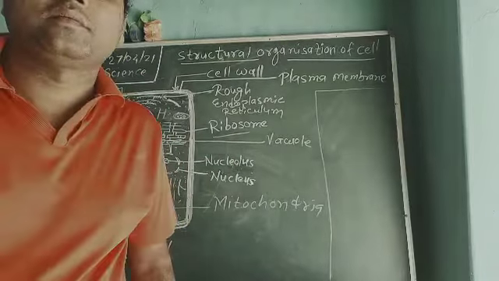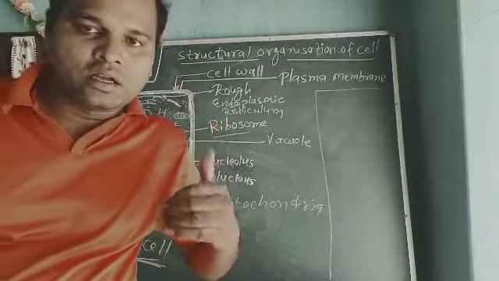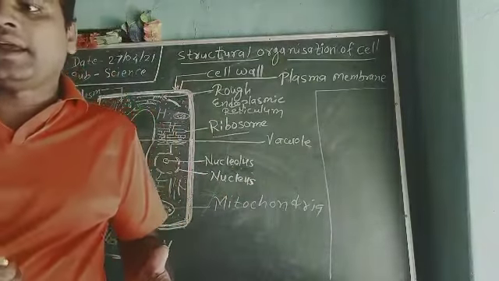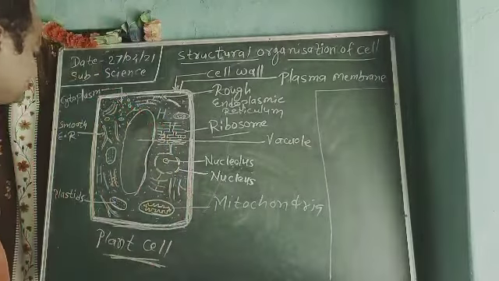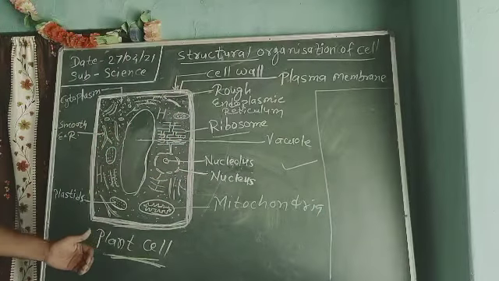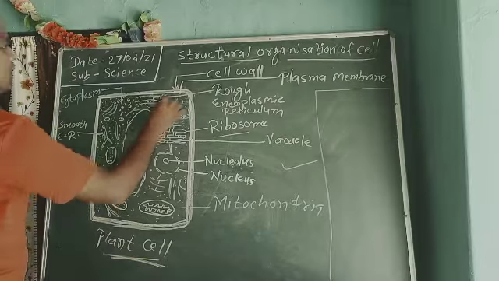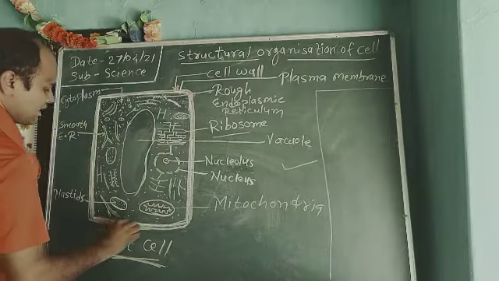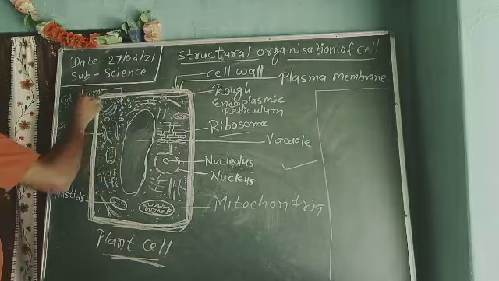nucleus, cytoplasm. This is the generalized structure of a plant cell and animal cell. So today I will teach about the plant cell. The basic structure of a plant cell starts with the cell wall. The cell wall is the outermost layer of a plant cell.